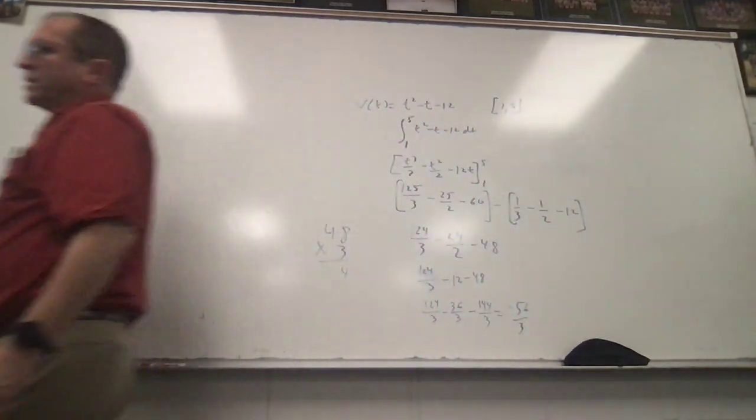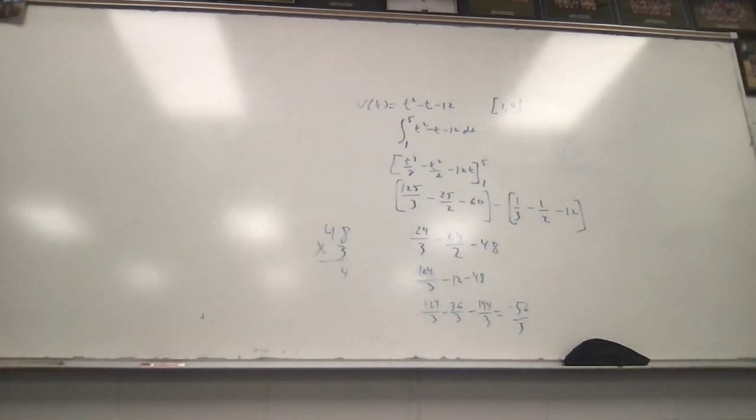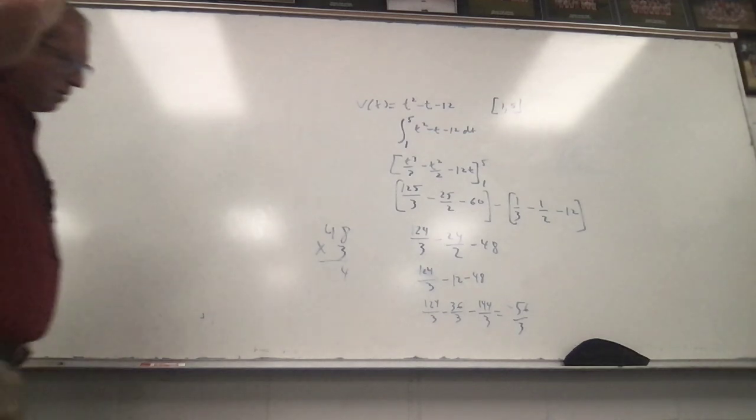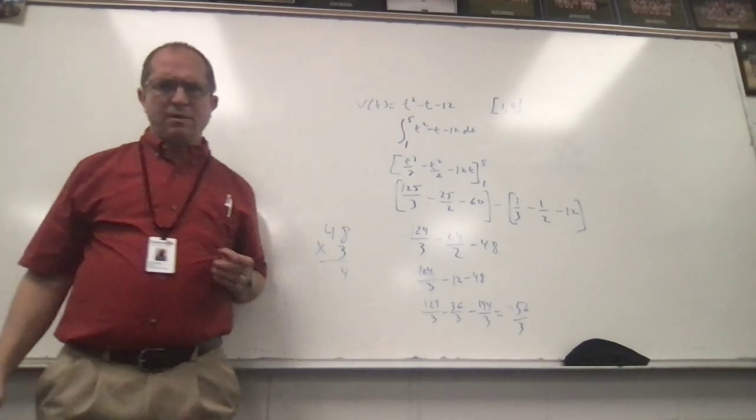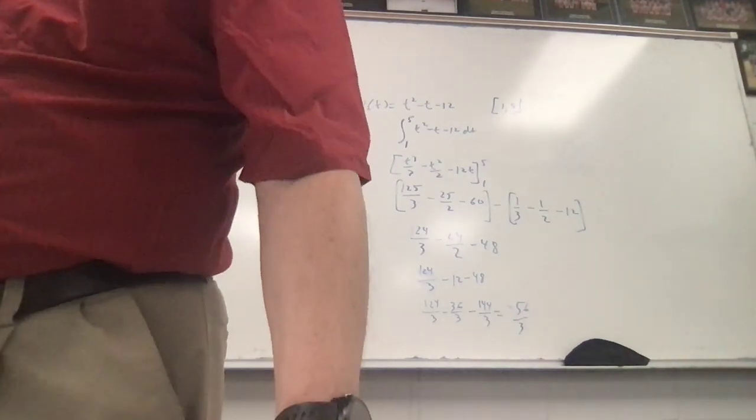Now, because this is velocity, it says the velocity function is in feet per second of the particle moving along a straight line. So the displacement would be 56 thirds units to the left. That would be your displacement there.